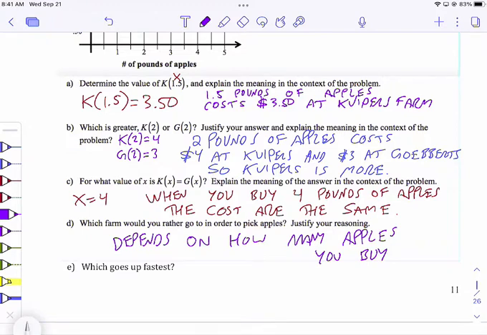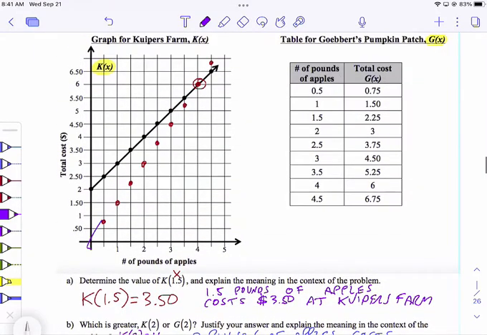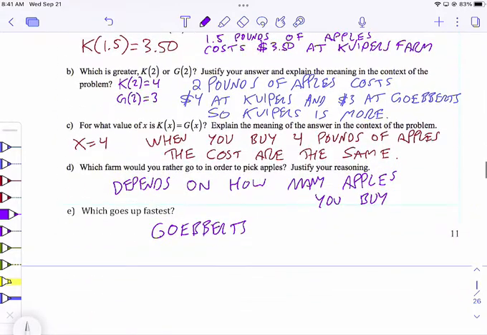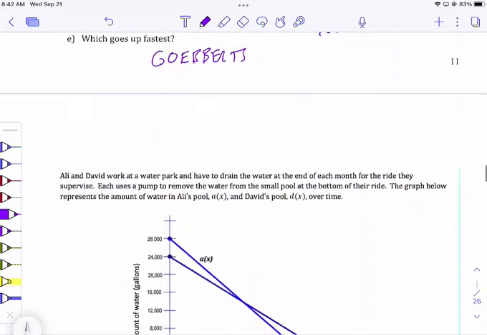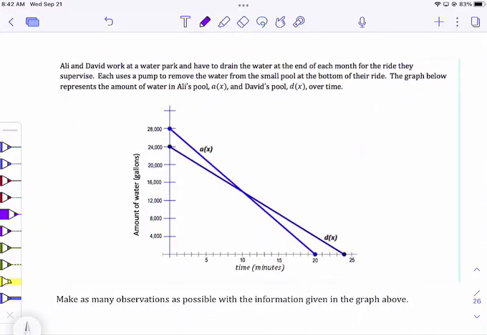Which goes up fastest? Go-Birds. And do you agree that having the graph of Go-Birds really helps to tell that it goes up faster versus these numbers? So that's another reason why I like to graph it, because I could see that Go-Birds is definitely going up faster. All right, so we're done with that problem. You don't have to explain that. You don't have to explain the Go-Birds. Read this next problem.